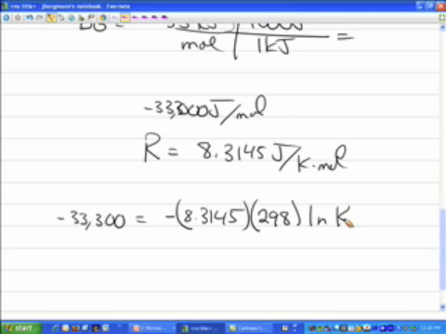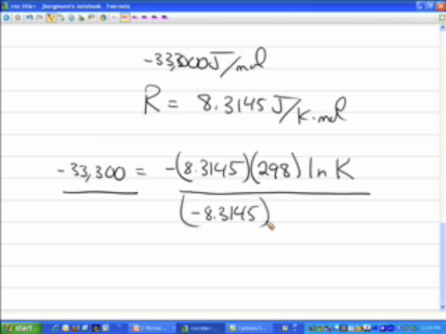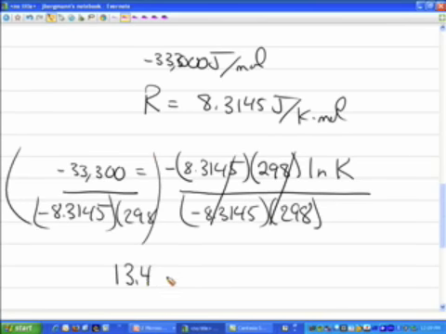Now, mathematically, this could be done with a solver, but we're going to teach you how to do it without a solver, just with the math. So we're going to divide both sides by negative 8.3145 and 298. Of course, they cancel on this side. And what do you get? Dividing these numbers, 13.4. The negative divided by negative gives you positive. That is equal to the natural log of K.